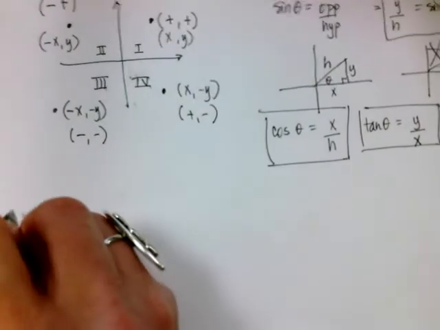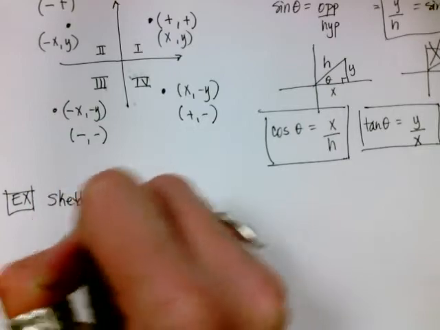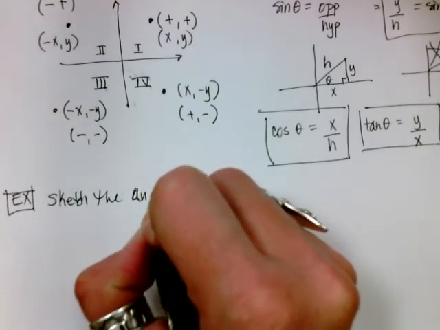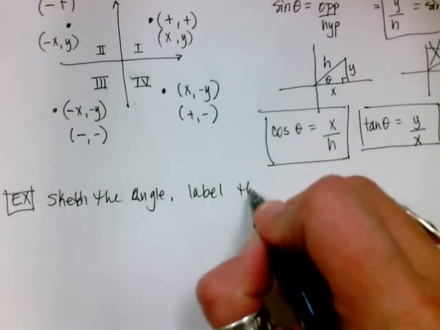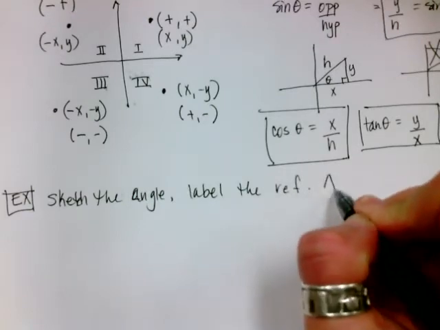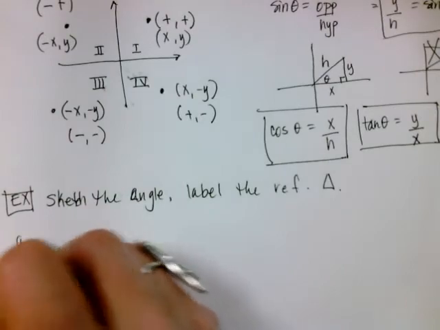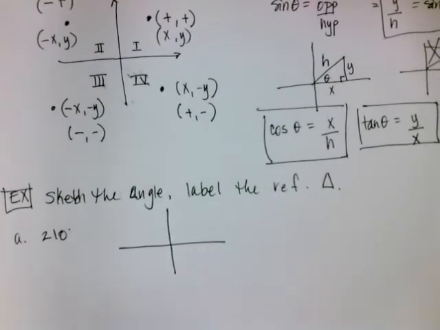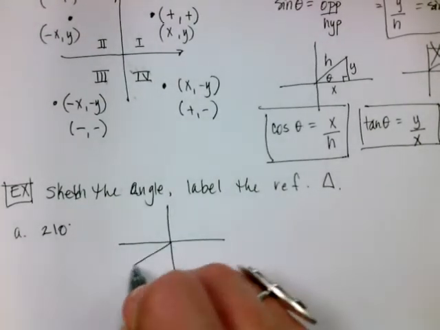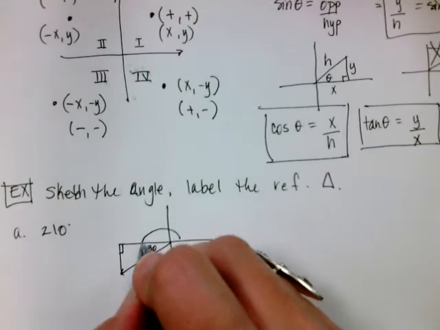All right, so now let's do a couple more examples. Okay, so I'm going to say sketch the angle. Sorry, and then label the reference triangle. Okay, so number one, or letter A, I'm going to have 210 degrees. So 210 degrees is 180 plus 30. So I'm going to go 180 degrees. I'm going to add 30 degrees more. Okay, and this is my rotation.